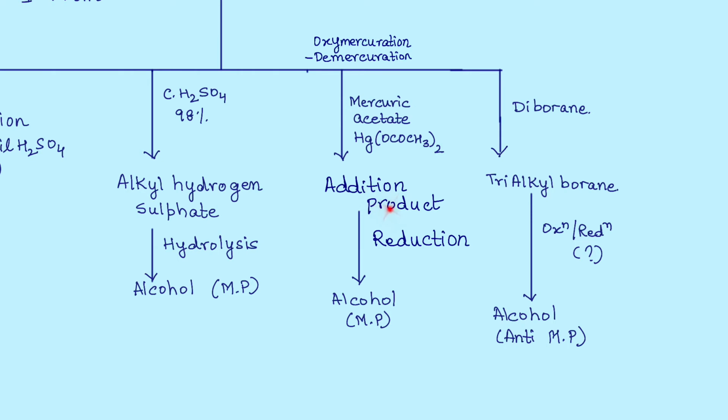What is that product? We're going to write it in a while. Followed by reduction to give us an alcohol. Now this reduction releases the mercury which is added across the alkene. That is why this is also known as demercuration, removing the mercury bit.